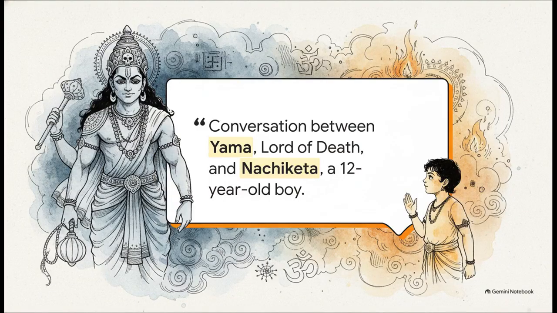To give you a little taste of this philosophy, take a look at the Kathopanishad. It's framed as a conversation between Yama, the terrifying lord of death, and Nachiketa, who is just a 12-year-old boy. This young kid literally leaves home in search of the meaning of death and what lies beyond it. It brings this immense, relatable emotional weight to dense philosophy, showing us a fundamentally human search for meaning.